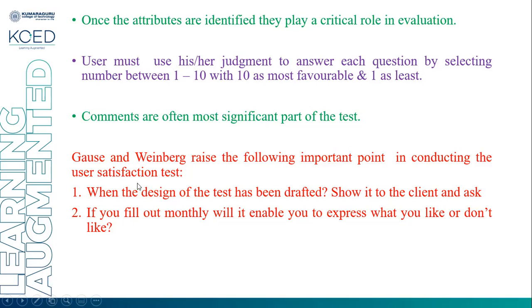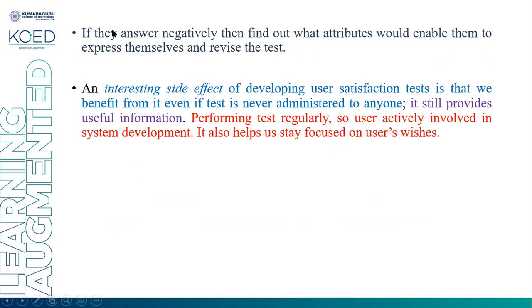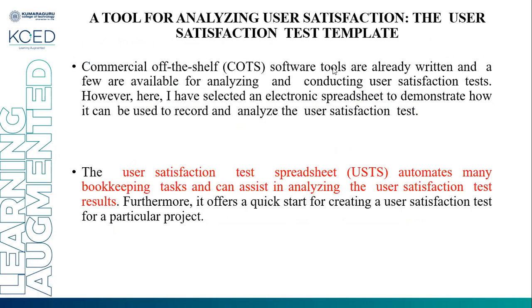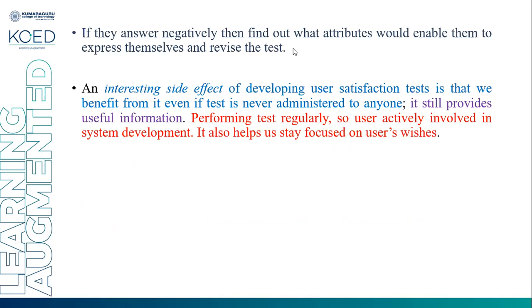If the answer is yes, you have to have them fill it out. If they answer negatively, find out what attributes would enable them to express themselves and revise the test. If they say no, then there is a problem with the attributes, so find out what the new attributes are, add them, and revise the test.